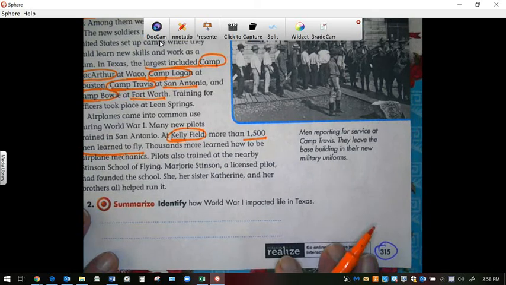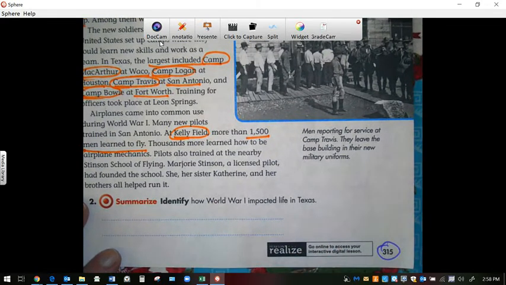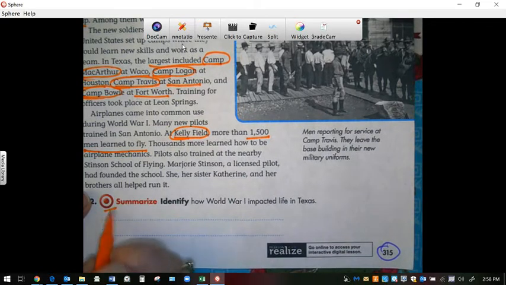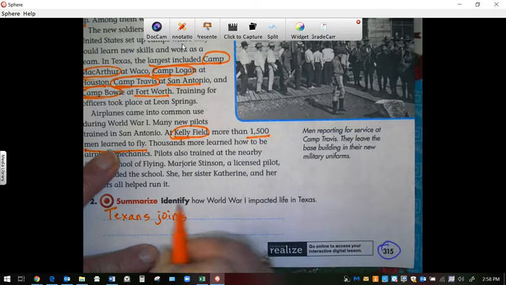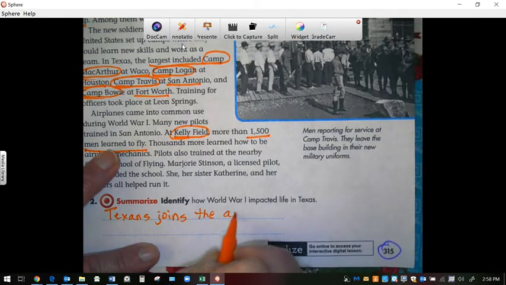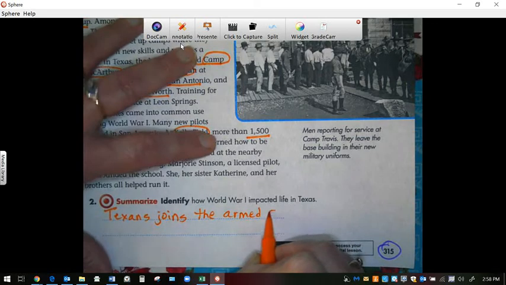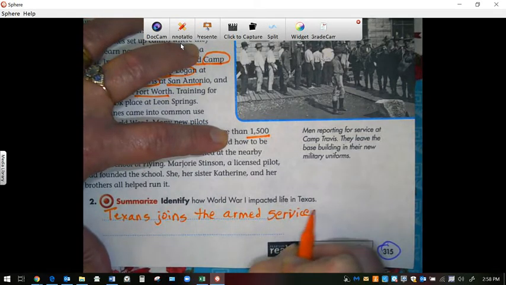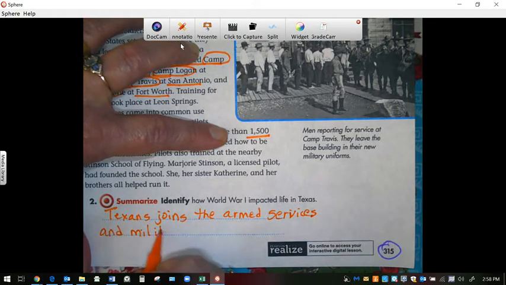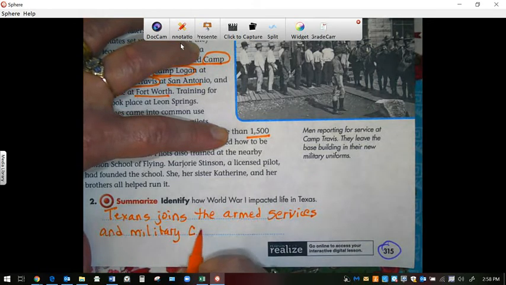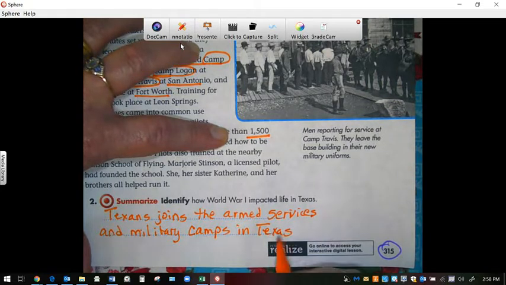To summarize, identify how World War I impacted life in Texas. So we're going to put that Texans joined the Army, the armed services, and military campuses or camps in Texas trained soldiers.